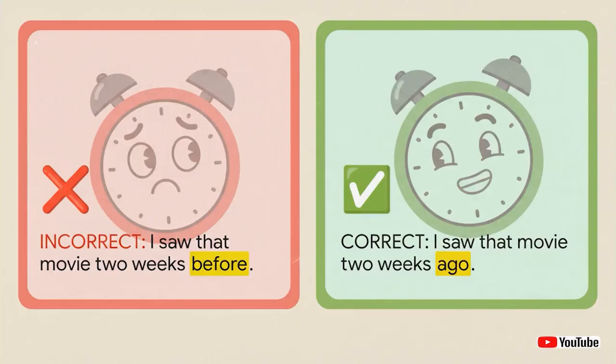Okay, take a look at this. This shows one of the most common mistakes people make. A lot of us say something like, I saw that movie 2 weeks before. But when you're counting back from right now, the word you really need is ago. So it's not 2 weeks before, it's 2 weeks ago. It's a small change, I know, but trust me, it makes all the difference.